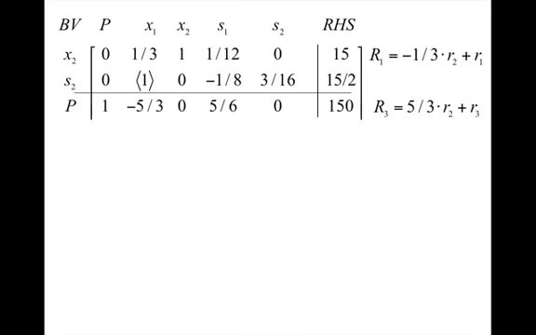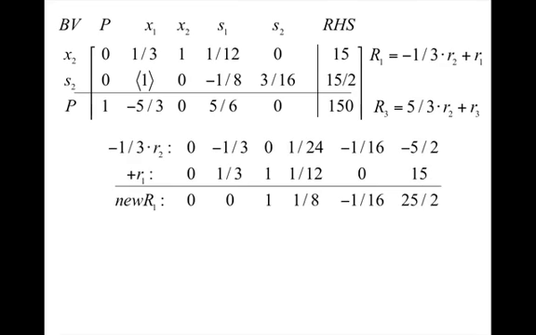So let's begin with the 1/3. Negative 1/3 times row 2 is 0, negative 1/3, 0, 1/24, negative 1/16, and negative 5/2. When I add this to row 1, my new row 1, 0 plus 0 is 0. Negative 1/3 plus 1/3 gives me the 0 that I wanted. 0 plus 1 is 1.